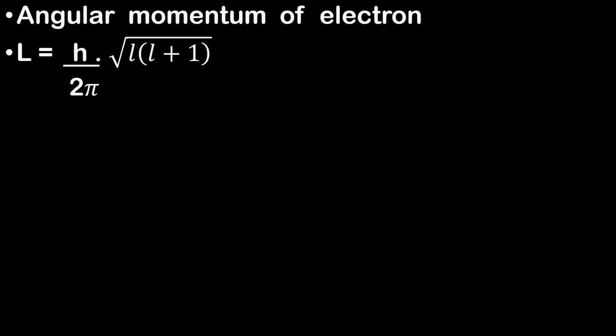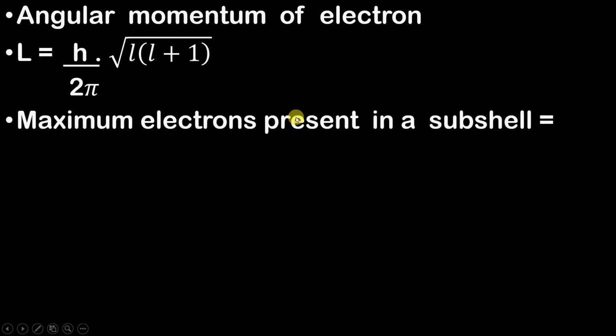Now moving ahead to the third advantage of finding the value of L, you can find out the maximum electrons present in a subshell. Now what is the meaning of this? You can find out how many maximum number of electrons are present in an S subshell. You can also find out how many maximum number of electrons are present in a P subshell, D subshell, F subshell, and so on. Let's understand how with the help of this formula. 2 into (2l plus 1). This is a small l. Don't take it as 1.